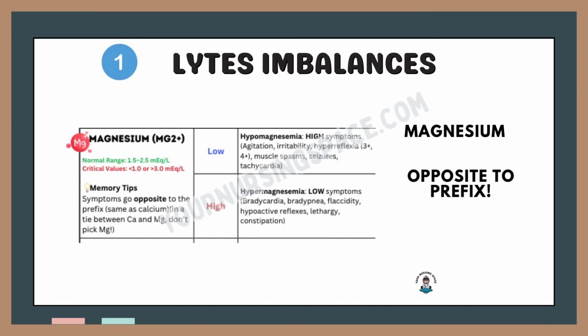Magnesium follows the same rule, opposite of the prefix. Normal is 1.5 to 2.5. Hypomagnesemia revs things up. Tremors, seizures, fast reflexes. Hypermagnesemia calms it down. Drowsiness, slow breathing, weak muscles. Same as calcium, just flipped from what you guess.